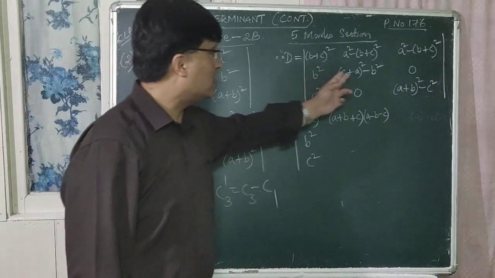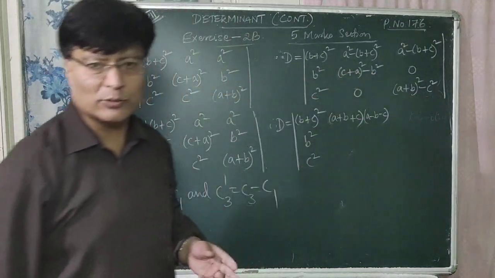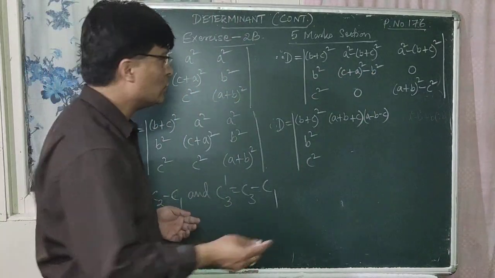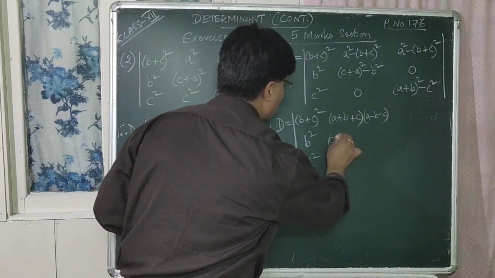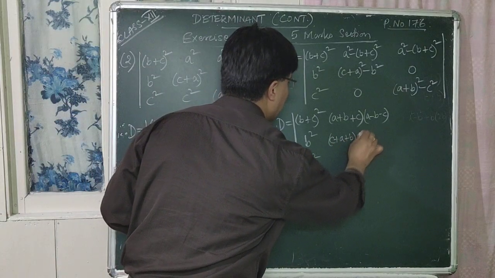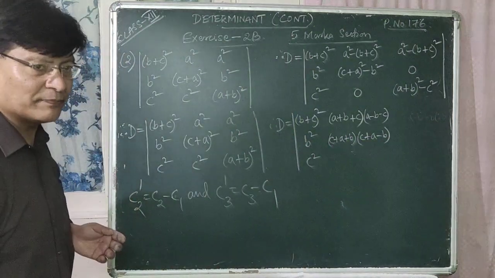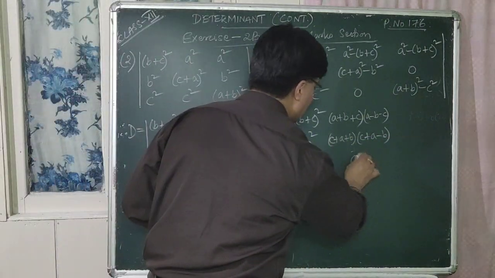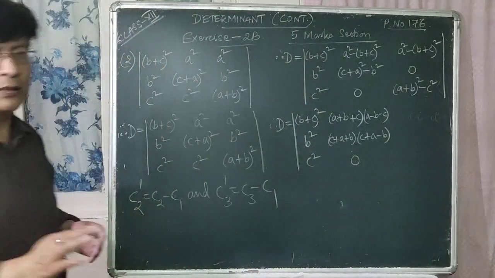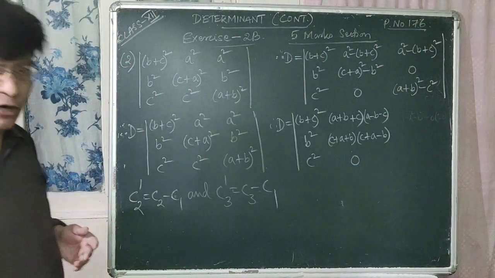Now similarly, this is also A square minus B square, isn't it? What is the formula? A plus B into A minus B. Here also C plus A plus B into C plus A minus B, right? And what is the third element here? That is 0. Now similarly, you can simplify the third column.